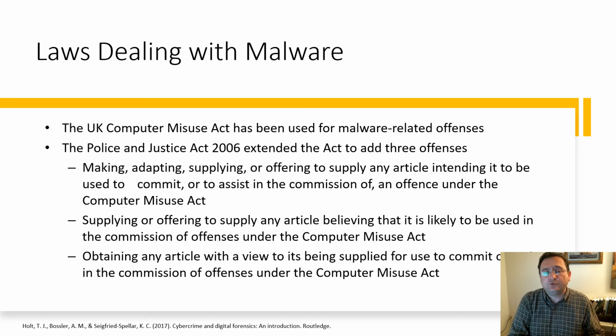And the UK Computer Misuse Act has been used for malware-related offenses, and the Police and Justice Act 2006 extended the act to address 3 offenses. Making, adapting, supplying, or offering to supply any article intending it to be used to commit or to assist in the commission of an offense under the Computer Misuse Act is a criminal act. Supplying or offering to supply any article believing that it's likely to be used in the commission of offenses under the Computer Misuse Act is another way of dealing with malware in the UK. And obtaining any article with a view to its being supplied for use to commit or assist in the commission of offenses under the Computer Misuse Act is also another criminal act in the UK.